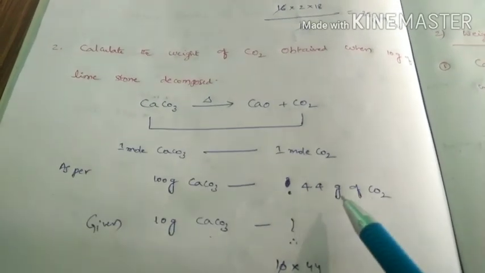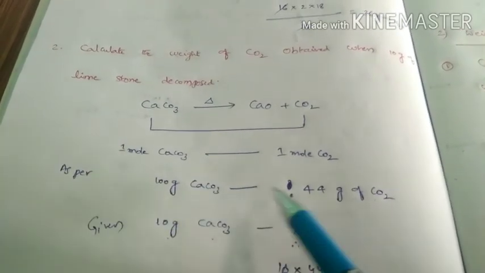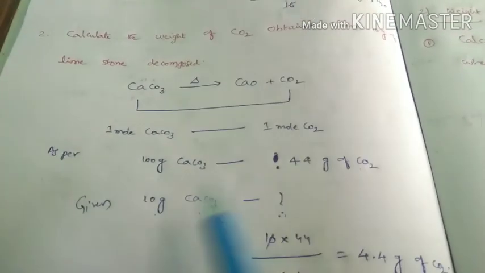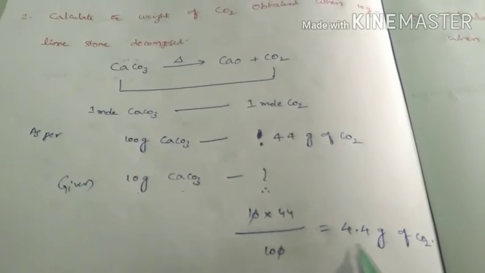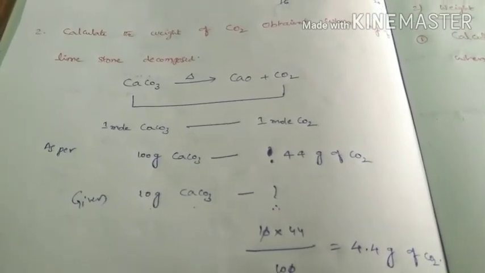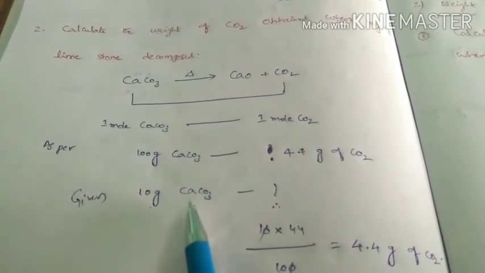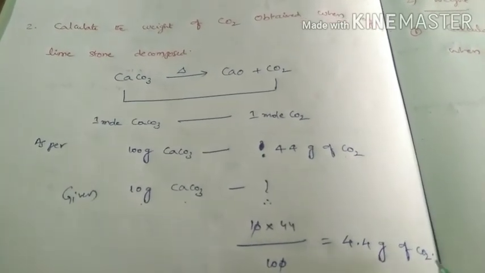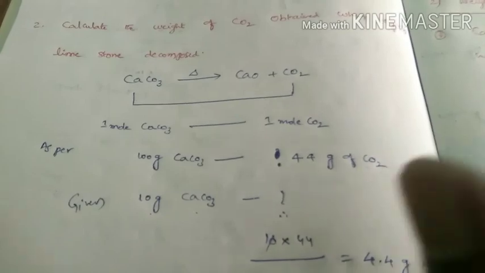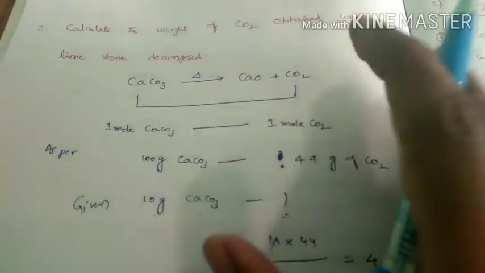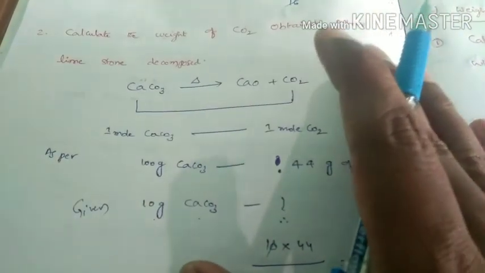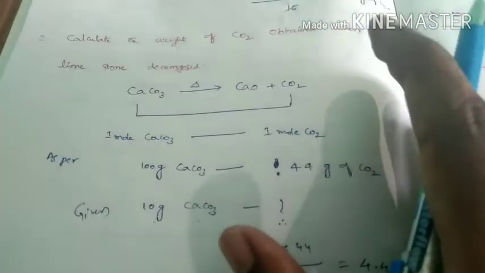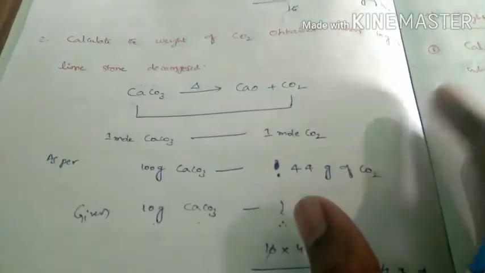So what is the calculation part? This one into this one by this one. That means 10 into 44 by 100. Finally, 4.4 grams of CO2. That means when 10 grams CaCO3 undergoes decomposition, we get 4.4 grams of CO2. So that is the way to do stoichiometric calculations. In the next video, I will discuss some more models regarding this.